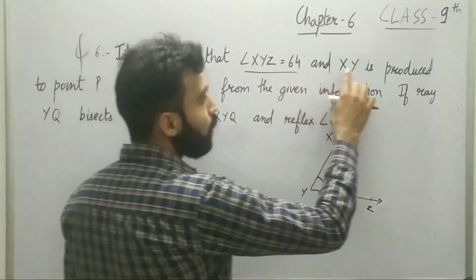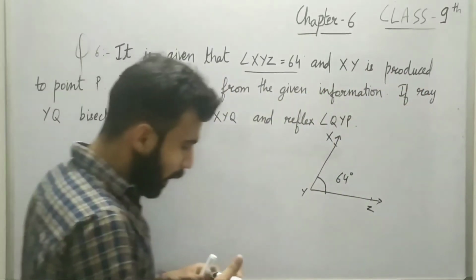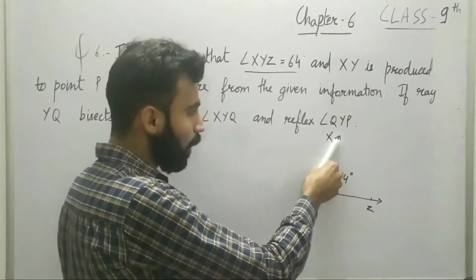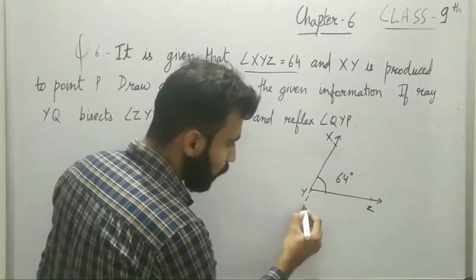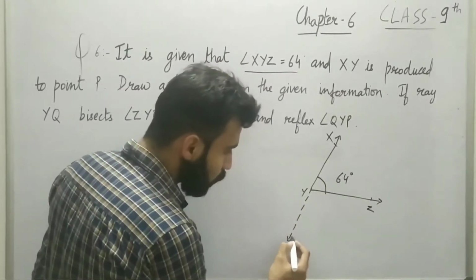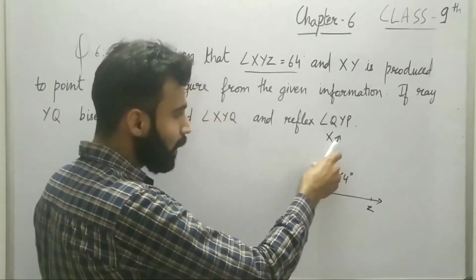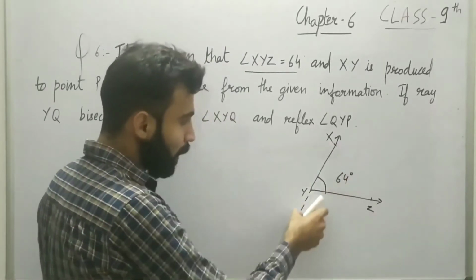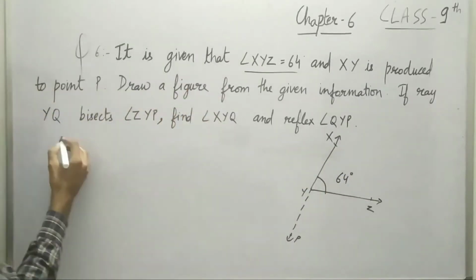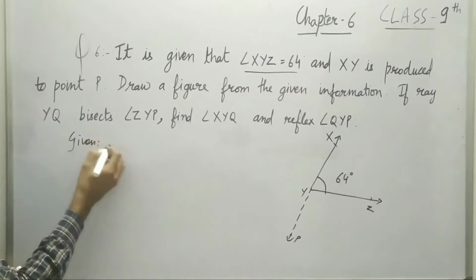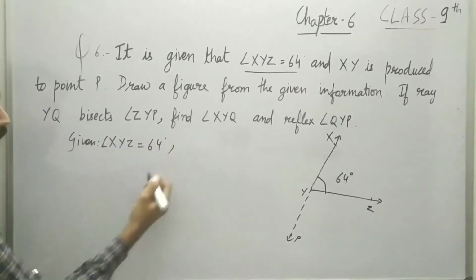Now further, XY is produced to point P. So आप यहाँ पे XY जो है वो लाइन देख सकते हैं, इसको प्रोड्यूस करना है, आगे बढ़ाना है. So let me just produce it further, something like this. So up to point P. So you can see I have just extended line XY to point P. So that means XP is a straight line. Getting my point? So let me start with given here. So XYZ angle is given to us as 64 degree.